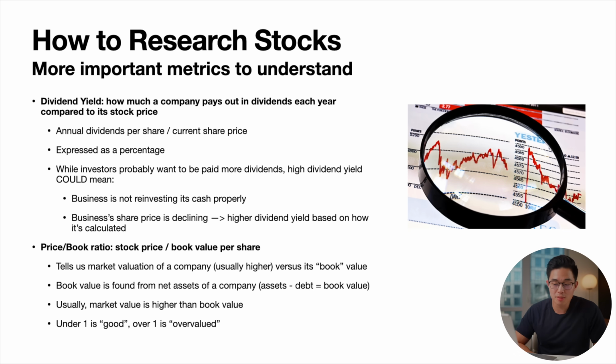And next, you have your price to book ratio, and this is calculated by taking the stock price and dividing it by the book value per share. Basically, this is going to tell us the market valuation of a company, which is usually higher, versus its book value. And the book value is found from net assets of a company, aka your assets minus debt. For your PB ratio, anything under 1 is considered good, and anything over 1 is considered overvalued. But in today's market, this is not very realistic, right? A price to book ratio of under 3 is going to be good in today's market, and anything over 3 is going to be considered overvalued.